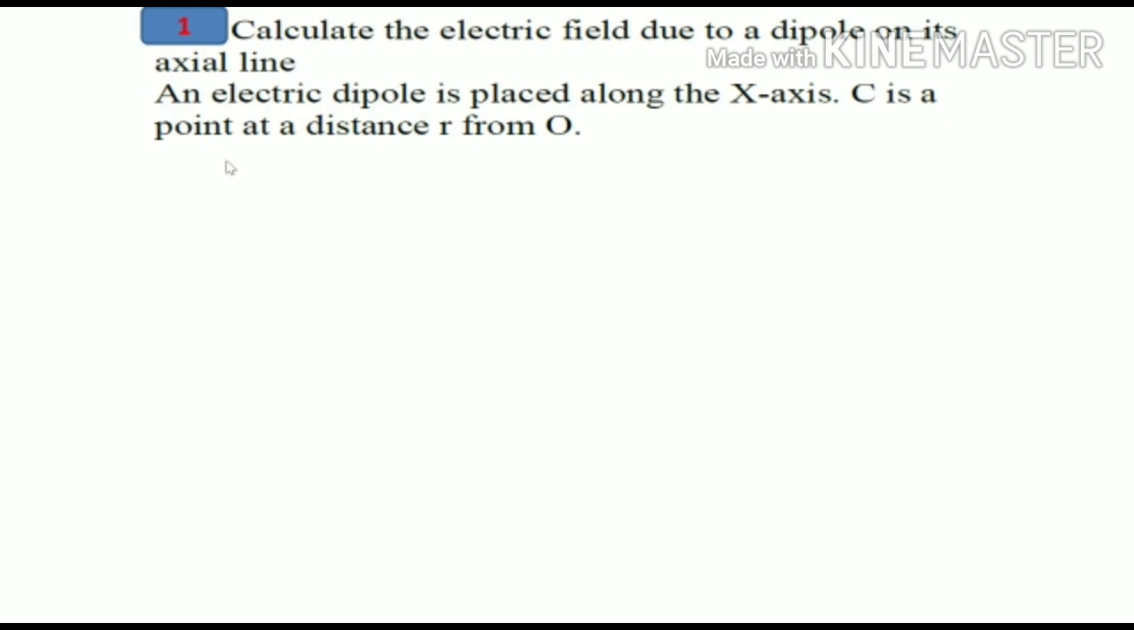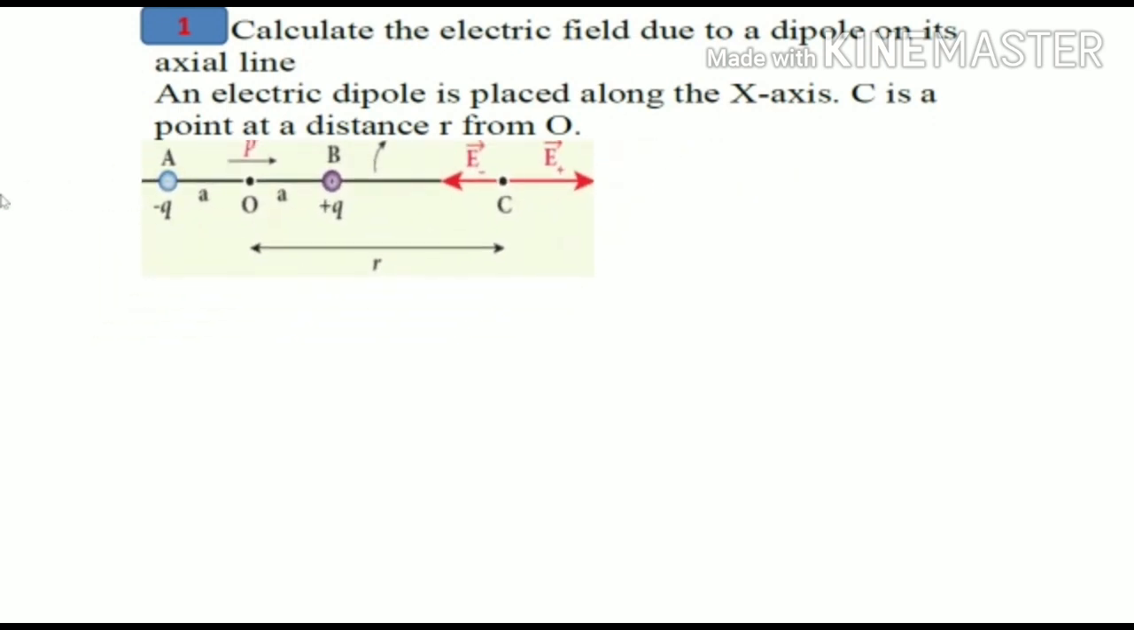Calculate the electric field due to a dipole on its axial line. So the electric field of a dipole on the axial line can be calculated. What is an electric dipole? Two equal and opposite charges separated by a small distance 2a is called a dipole.